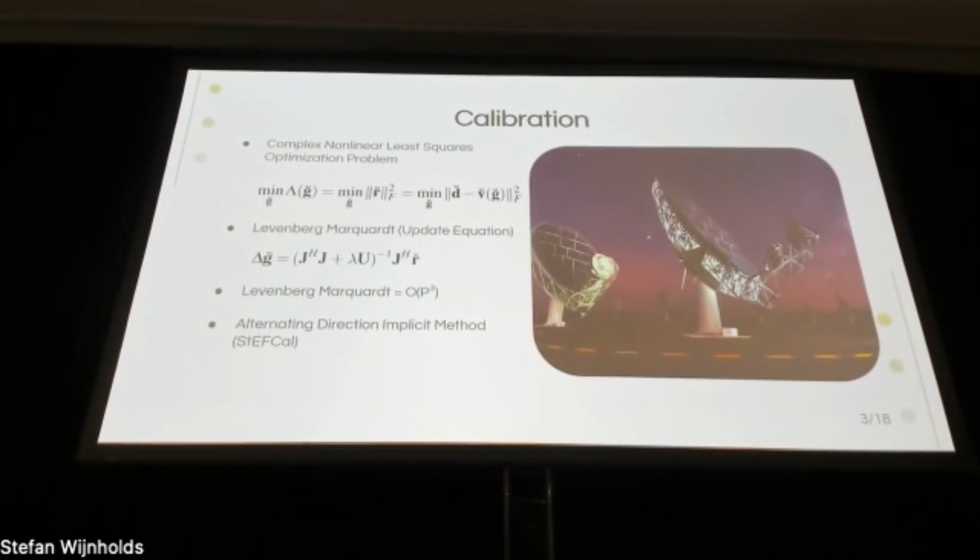So we can use algorithms like Levenberg-Marquardt to solve this complex nonlinear least squares optimization problem. So this is the update step for Levenberg-Marquardt. And you can see in Levenberg-Marquardt, we need to get the inverse of the full Hessian, and that is very computationally expensive. That makes the complexity of Levenberg-Marquardt p to the power of 3. Another algorithm we can use is the alternating direction implicit method, StEFCal.